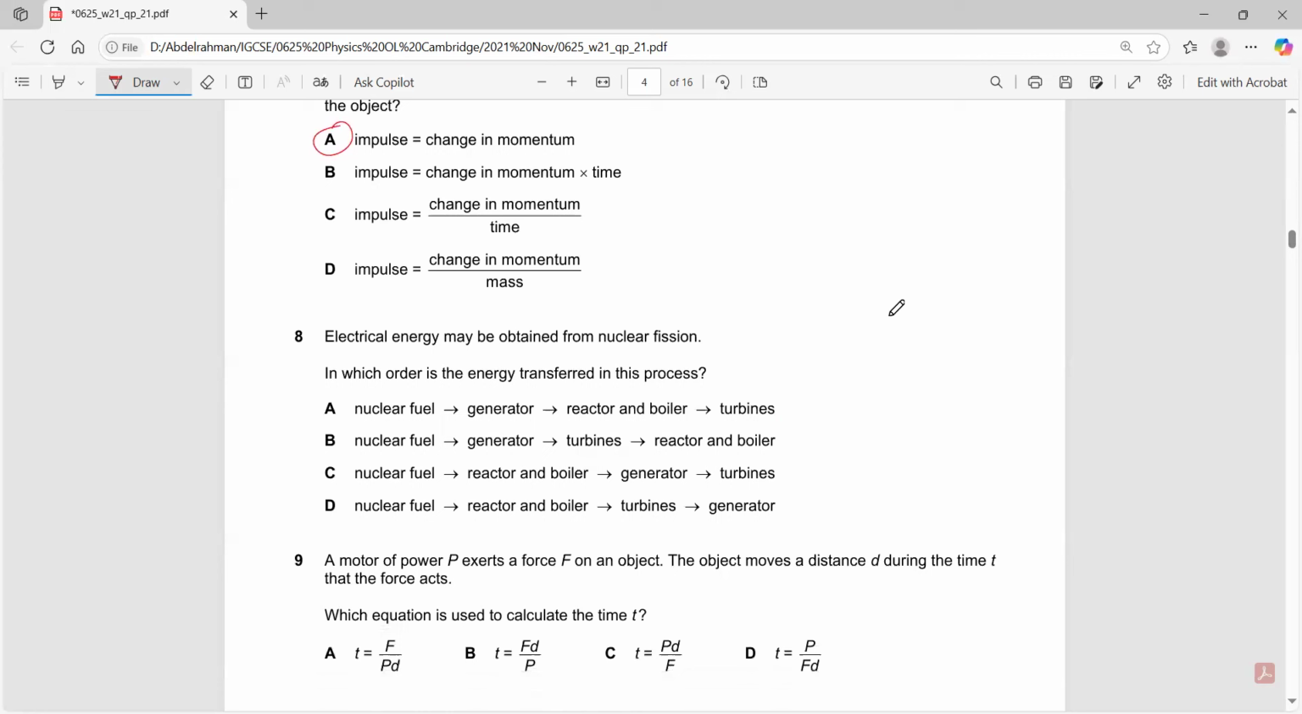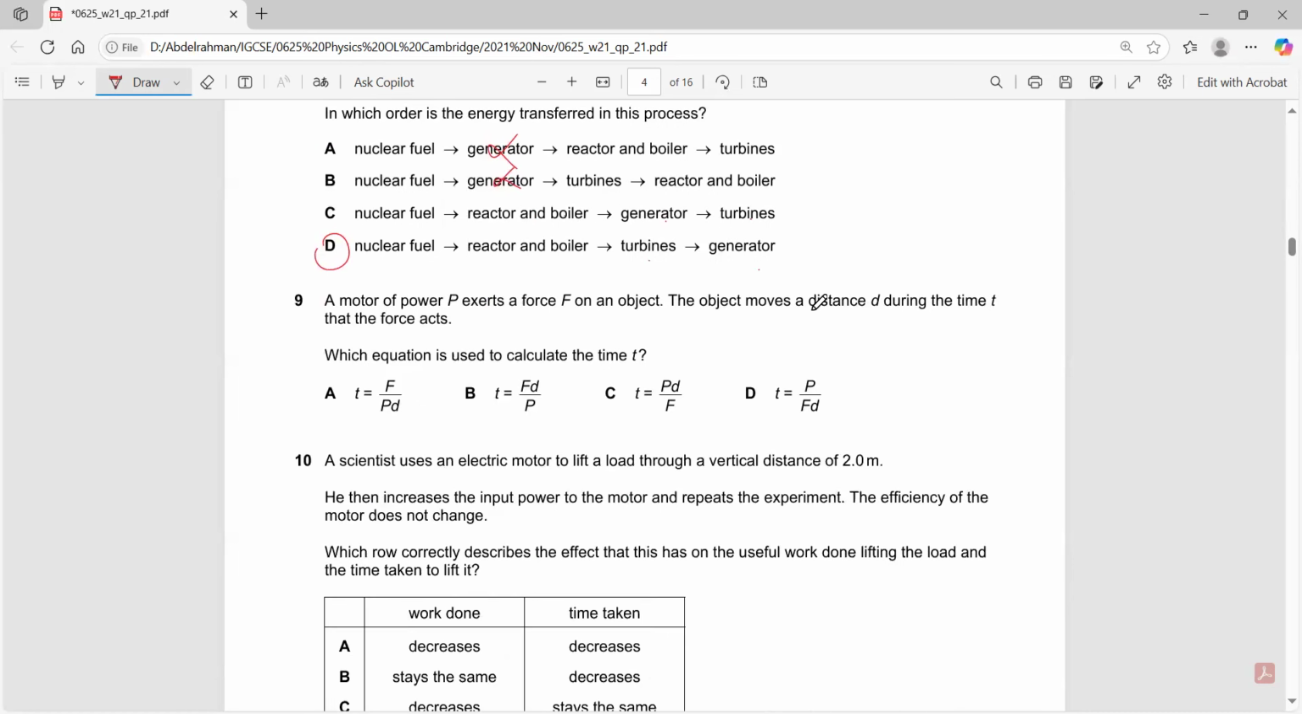Electrical energy may be obtained from nuclear fission. In which order is the energy transferred in this process? Nuclear fuel to the generator, nuclear fuel to the reactor and boiler, and then generator turbines? No, turbines and then generator. D.